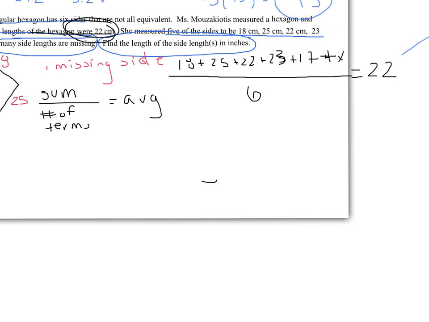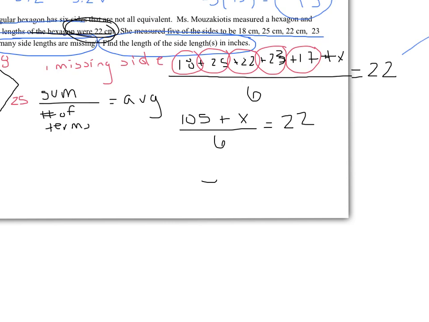Now I have an equation that I can solve. You'll notice up here at the top, we do have some like terms. We have a bunch of constants: an 18, a 25, 22, 23, 17. Before we go any further, let's simplify that by adding all those constants together. 18 plus 25 plus 22 plus 23 plus 17 gives me 105. So I'm going to rewrite this equation as 105 plus x over 6 equals 22.